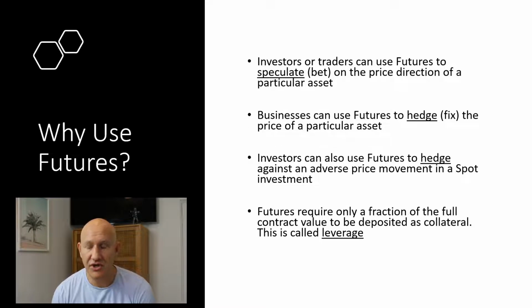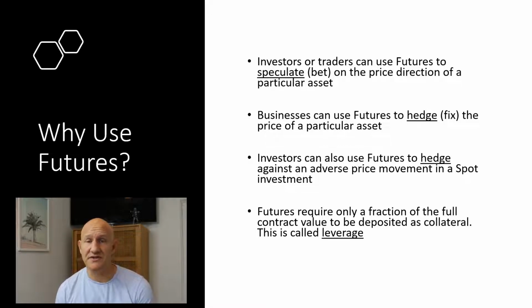So why would you use futures? There's two main reasons why people use futures, and that's firstly to speculate, and then the second is to hedge. So as an investor or a trader or a speculator, you might have a particular view on the price of an asset, and so you can use futures to make effectively a bet on the direction of that asset. So if you thought that asset was going to go up, you would buy a future, and if you thought it was going to go down, then you would sell a future.